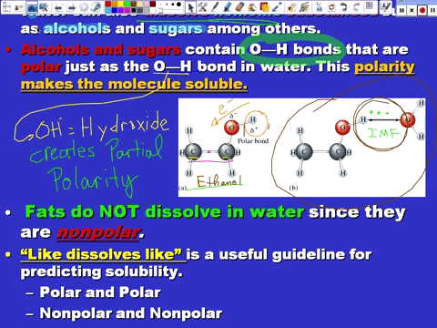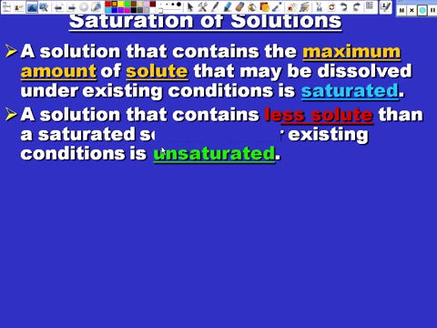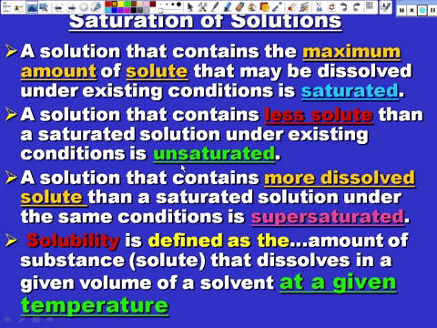So, fats do not dissolve in water. We know that already. But why molecularly? Water's polar and fats are non-polar. That's the reason why it doesn't work. So, like dissolves like is a useful way. Alright, so saturation of solutions. A solution that contains the maximum amount of solute that may dissolve is saturated.